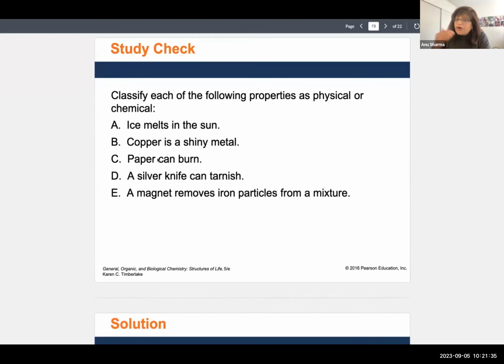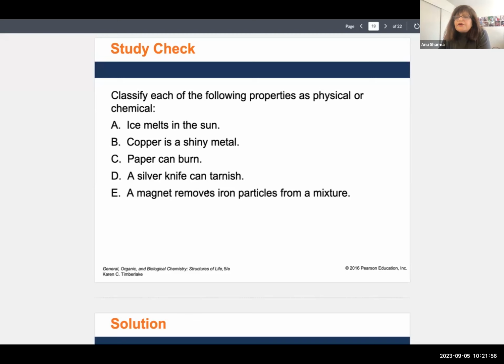Silver can tarnish. Tarnish is just like rusting. Just like iron begins to rust, similarly silver and copper can tarnish. They can also react with the oxygen in the air.